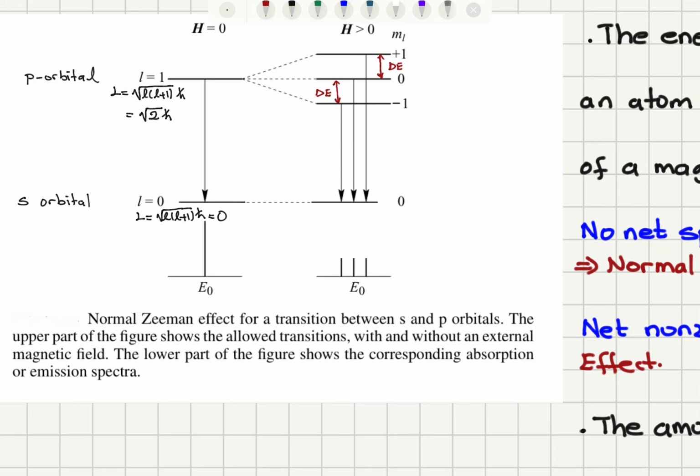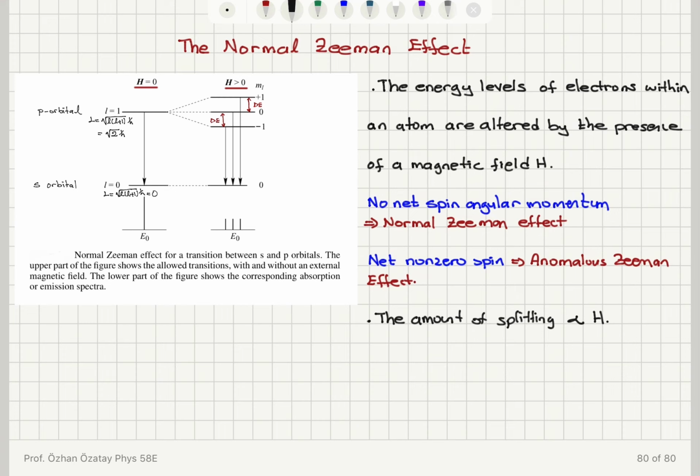And the way to detect this splitting is by looking at the absorption spectrum of these atoms, or emission spectrum. So we can detect the transitions from P orbitals to S orbitals. Initially we have L equals 1 to L equals 0 with no magnetic field, we would see basically only one spectrum, and for magnetic field greater than 0 we would see three peaks in the spectrum that correspond to transitions from m sub L equals -1, 0 and +1 to the S orbital level.